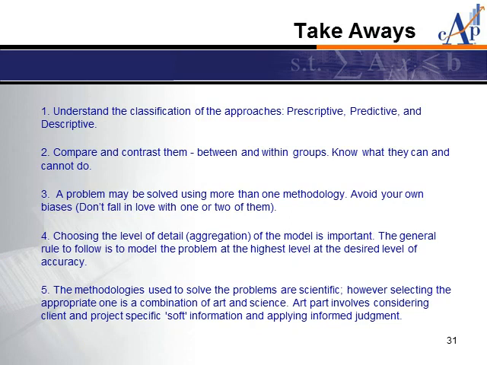You can also try to model at the aggregation level where it makes more sense, and accuracy of the problem is very important. Point number 5 is also very important. I'm going to finish with this: the methodologies used to solve problems are scientific. However, selecting the appropriate one is a combination of art and science. The soft information about your client and the client's problem is very important to consider in finding out the best method.